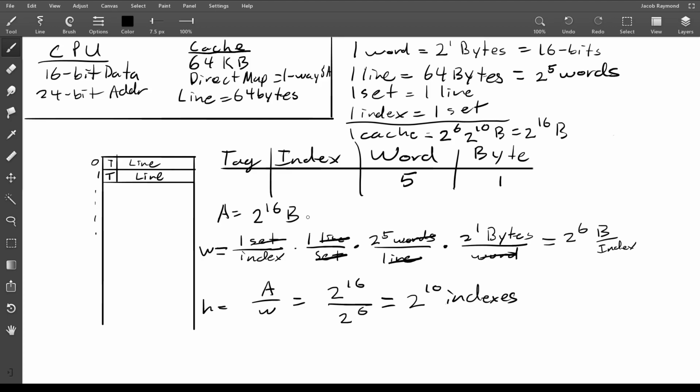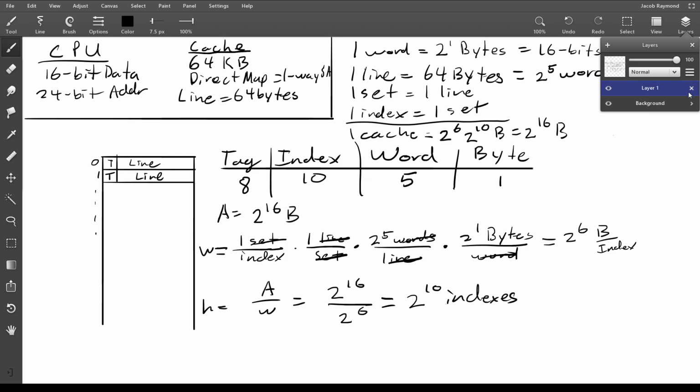You know, both of those terms are technically correct. So we have 2 to the power of 10 indices, which means we need 10 bits for the index. And our total address is 24 bits. So here we have 10 plus 5 plus 1, that's 16 bits. And so we need 8 more. So our tag is going to be 8 bits. And there you go. We've figured everything out.